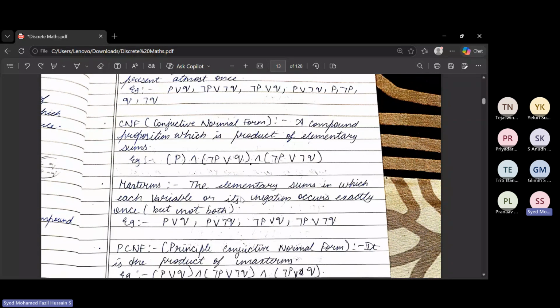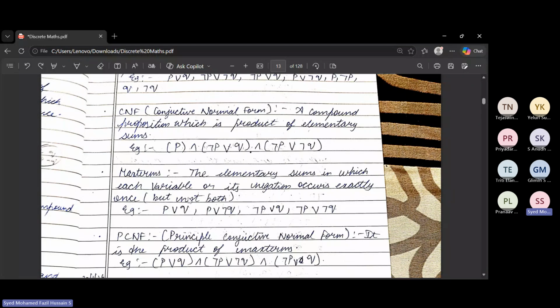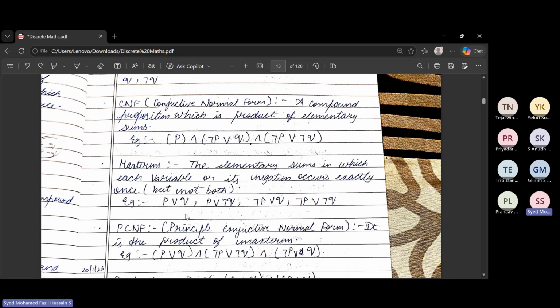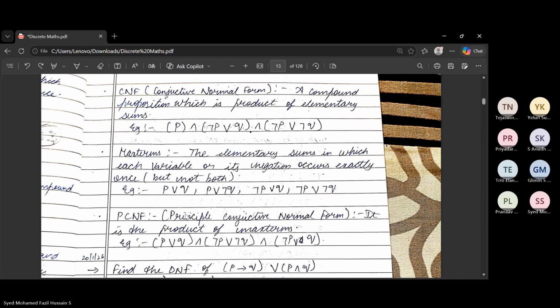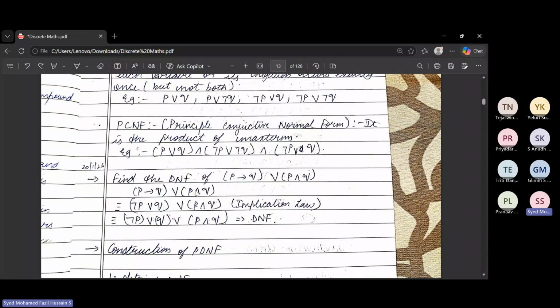So a maxterm is just the opposite of a minterm. It has exactly one occurrence of each variable, but not both, but it has or instead of and. In minterms we have and, in maxterms we have or. So PCNF is the principal conjunctive normal form, where we use maxterms and use and to conjunct them. So that is PCNF.